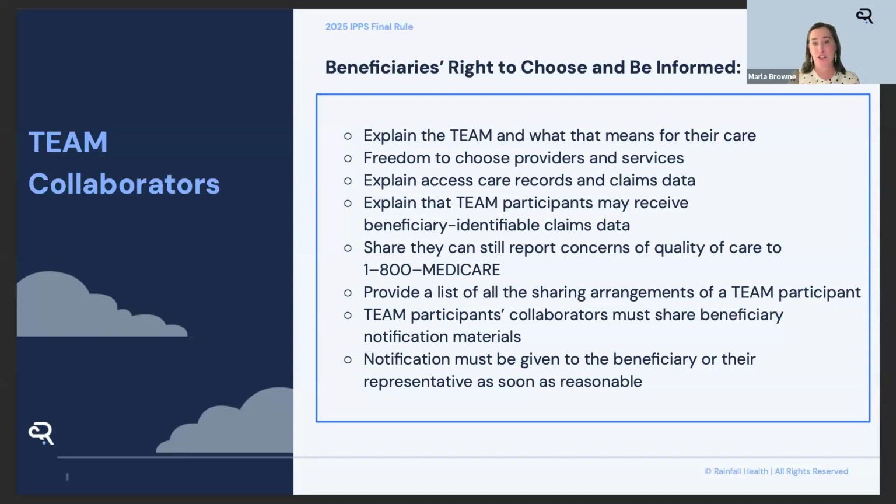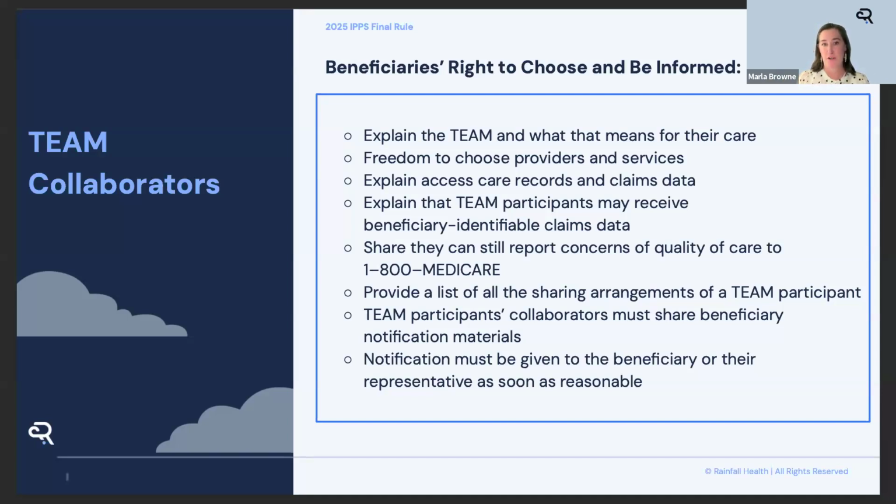If for some reason it's not practical to give that notification because of the patient's condition, the notification must be given to the patient or their representative as soon as it is reasonable to do so. So that's something to keep an eye on. My understanding too is that there will be involvement from CMS. They have to approve those notifications and may possibly offer assistance. Not real clear on that, but that is something they will want to see and be involved in.